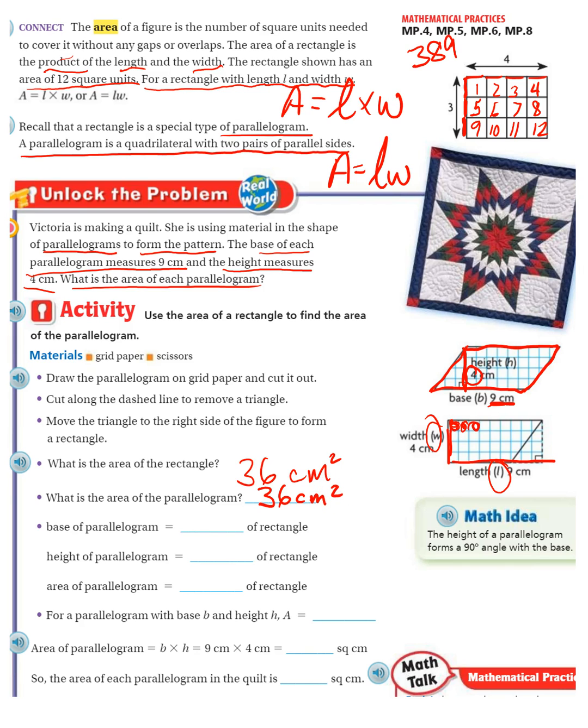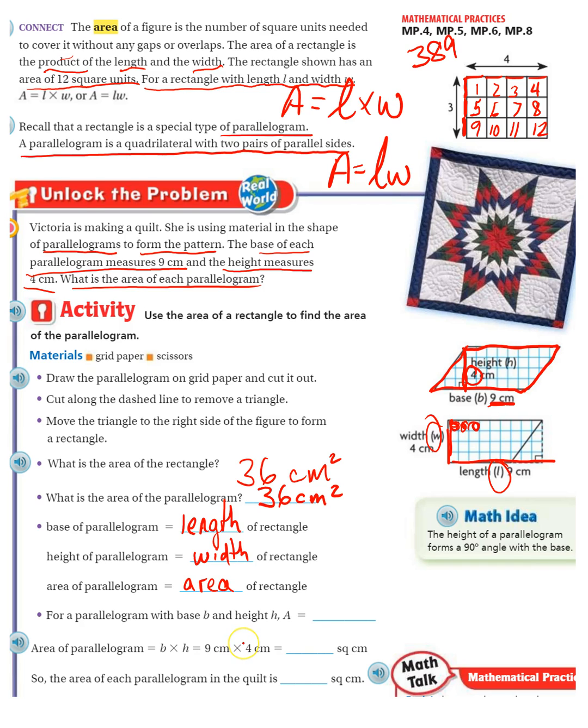So the base of the parallelogram was the length. And really, don't get too caught up on which one's the length and which one's the width, because you should know that in multiplication the order doesn't matter, and since we are multiplying length times width, which one is the length and which one is the width isn't that important, okay, because we can reverse them and still get the same answer. Okay, the height was the width, and the area of the parallelogram equals the area of the rectangle.